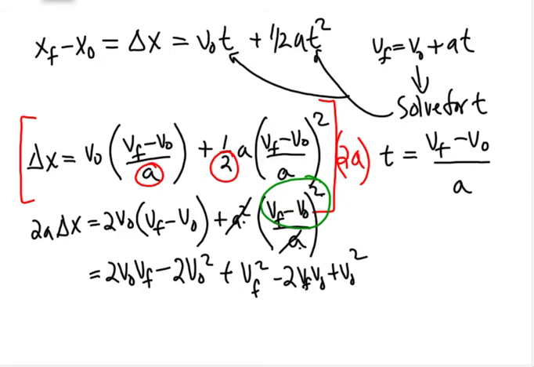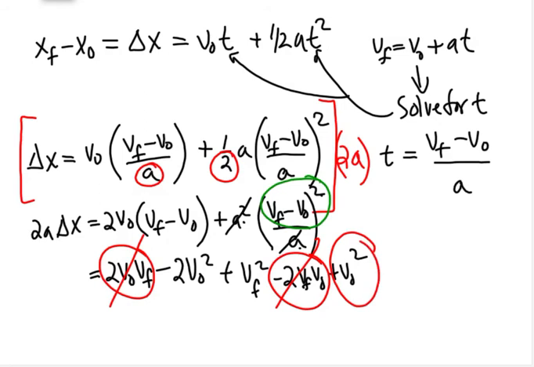And it looks messy, but it simplifies, because here I have a plus 2v0 v final, and here I have minus the same expression, so those cancel out. And over here I have minus 2v0 squared, and over here I have plus v0 squared, so that partially cancels out. So we end up with v final squared minus v0 squared, and I'm almost there. Now we're going to go to a new screen and just write what we have so far.